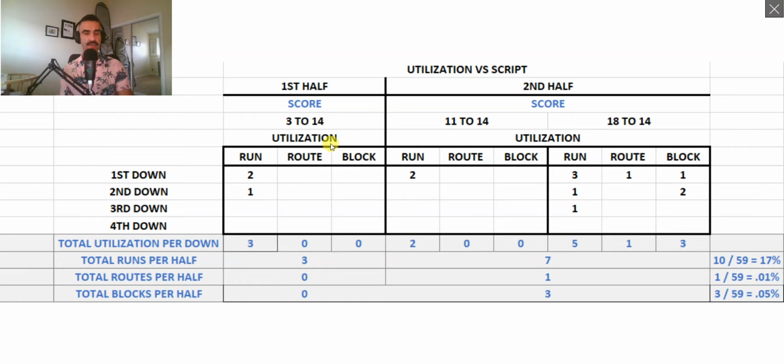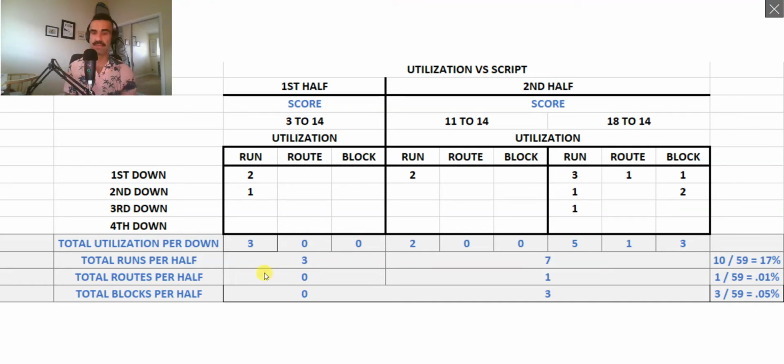And I left out the other score sequences just to save space and reduce eye clutter, so it'll make it easier to digest. Here it shows the total runs per half. He had 3 runs right here, 3 right here, 3 right here. Total routes 0. Total blocks 0.